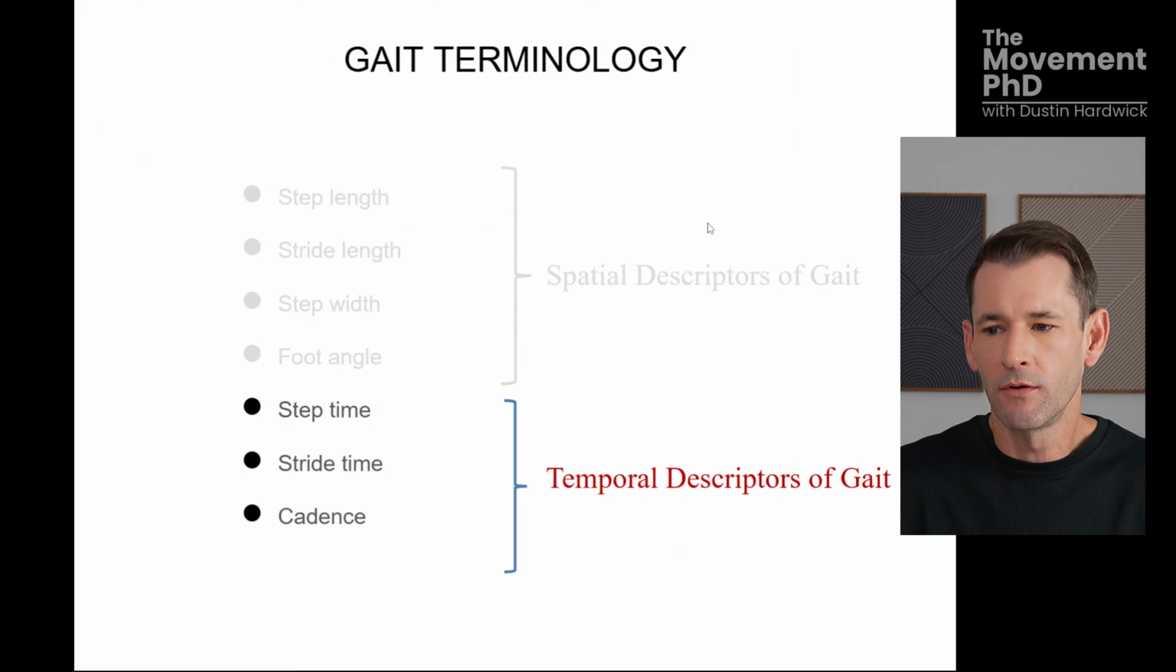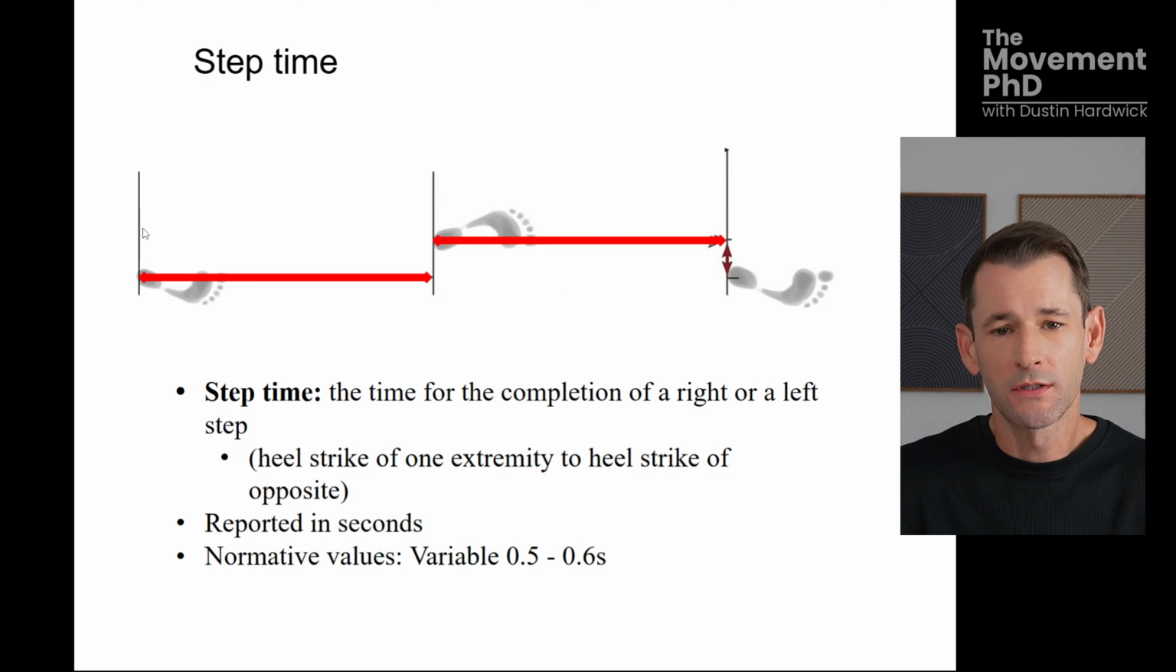Now that we have covered the spatial descriptors of gait, again, spatial being space, let's move on to our temporal descriptors of gait. So these are in time, the time descriptors of gait. So the first temporal descriptor of gait is step time. Step time is the time for completion of a right or a left step.